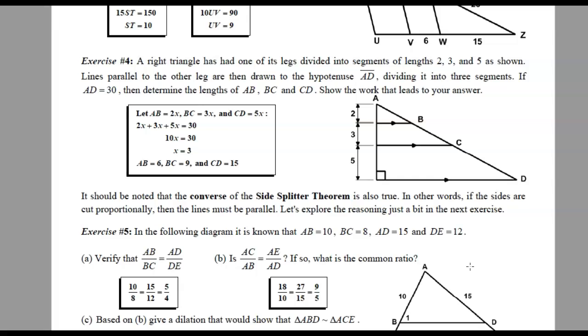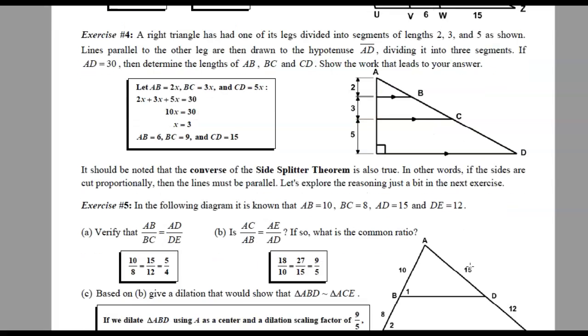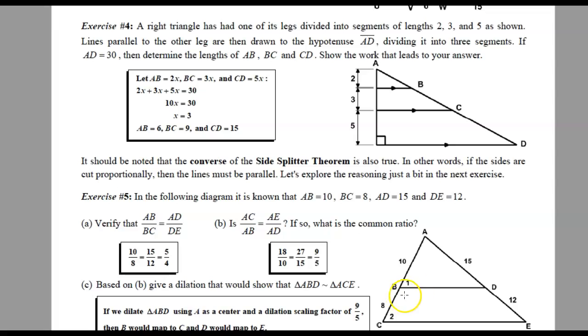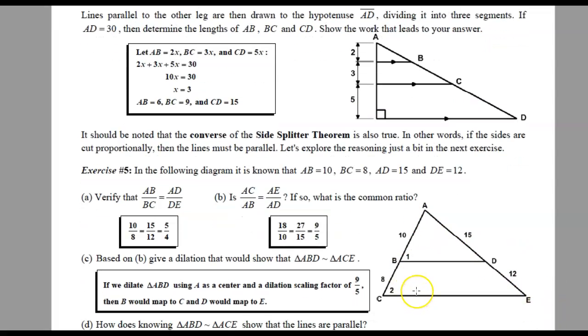All right, so in this diagram, we know that AB is 10, BC is 8. Those are both labeled. And that AD is 15 and DE is 12. So we have all of that. Well, actually, it's not telling me what to prove just yet. So it's asking me first to verify that the proportions hold true. So is AB over BC the same as AD over DE? And that is.